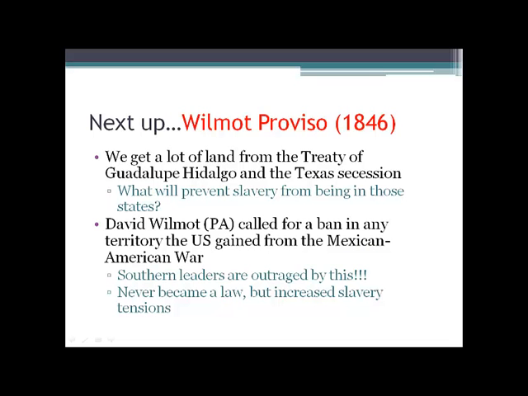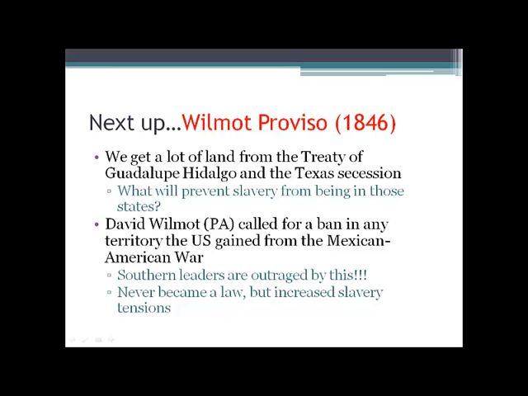Next up, let's talk about the Wilmot Proviso. So David Wilmot knows that we're going to get a lot of land from the Texas secession and the Treaty of Guadalupe Hidalgo that ended the Mexican-American War. So what is going to prevent slavery from being in those states? Well, David Wilmot of Pennsylvania says that there should be a ban of slavery in any territory gained from the Mexican-American War. And Southern leaders are outraged by this. So it doesn't get passed as a law, but it does increase slavery tensions nonetheless.